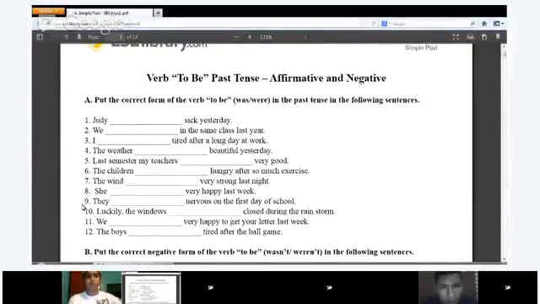Number 2, we blank in the same class last year. We were in the same class last year. Excellent. We were in the same class last year. All right. Good job. Let's go over to Mauricio.